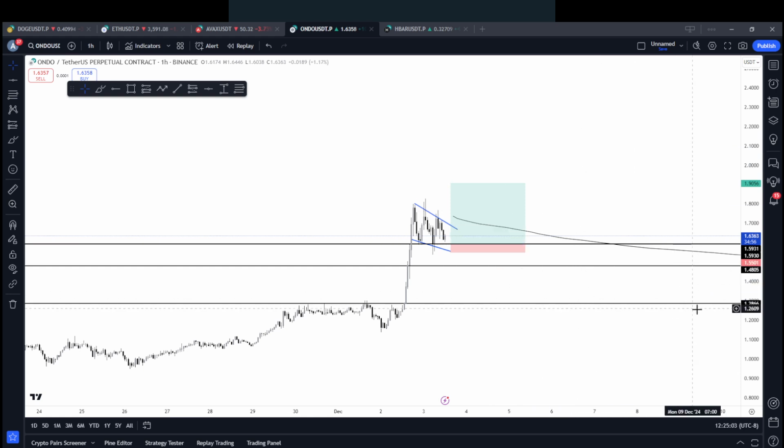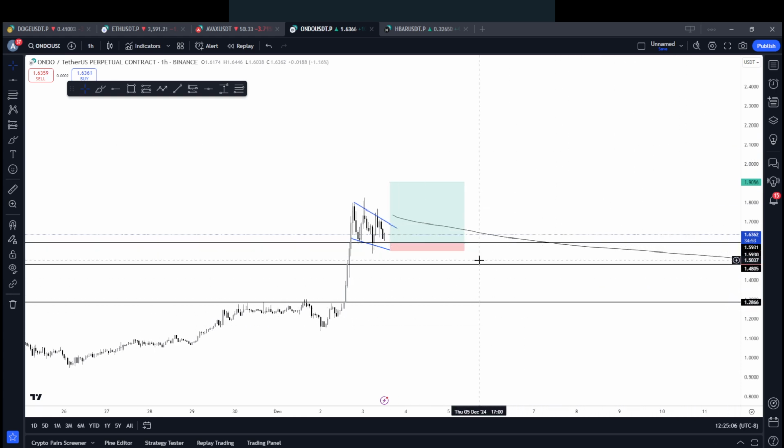But I'd rather go with the 148 down to 128 for your spot accumulation.